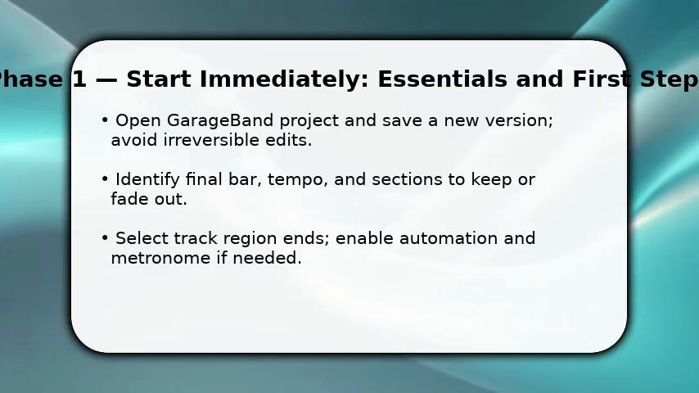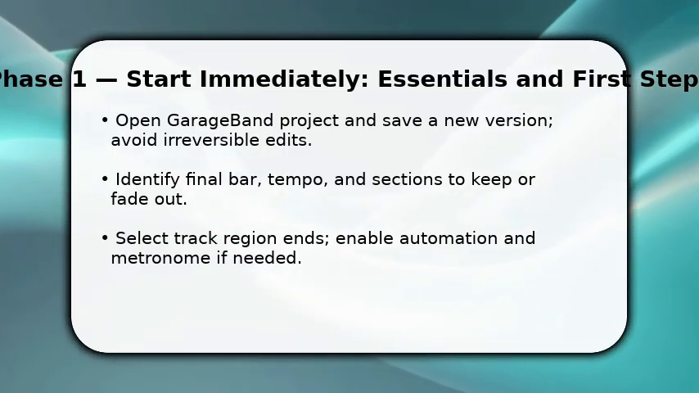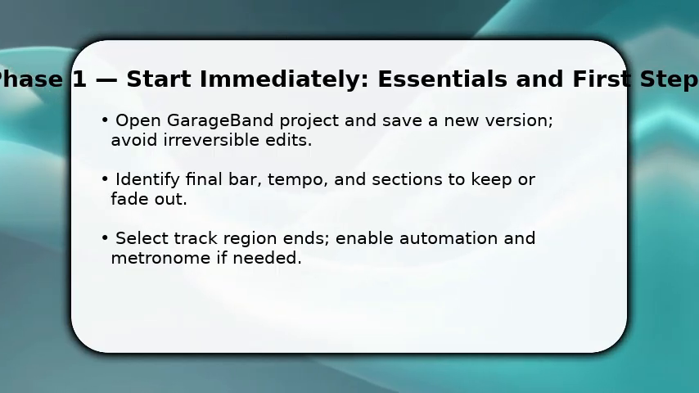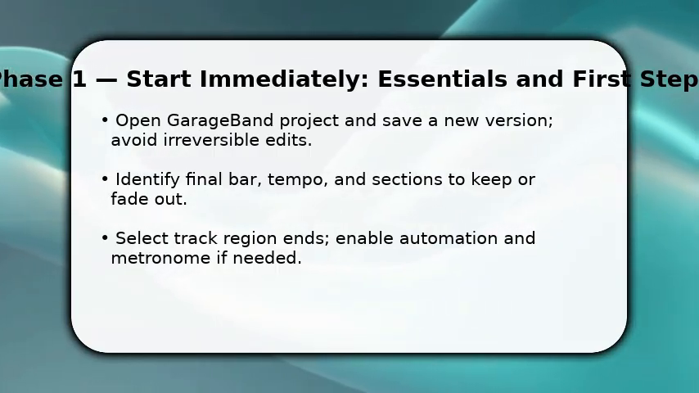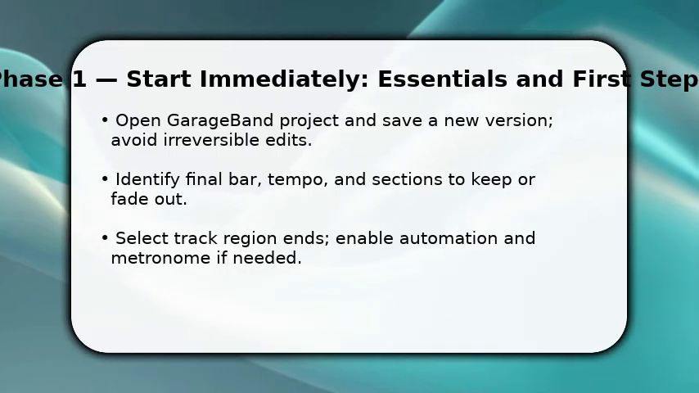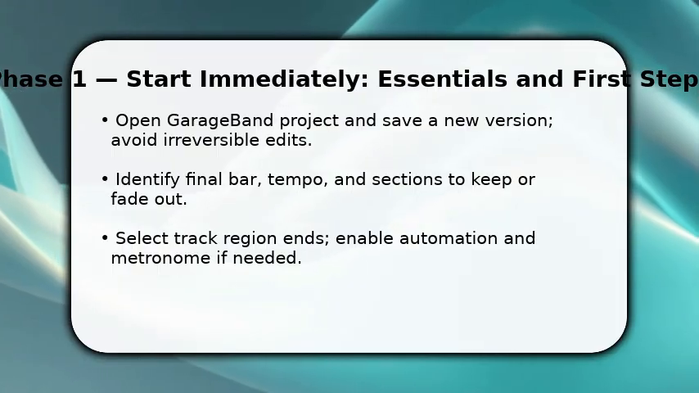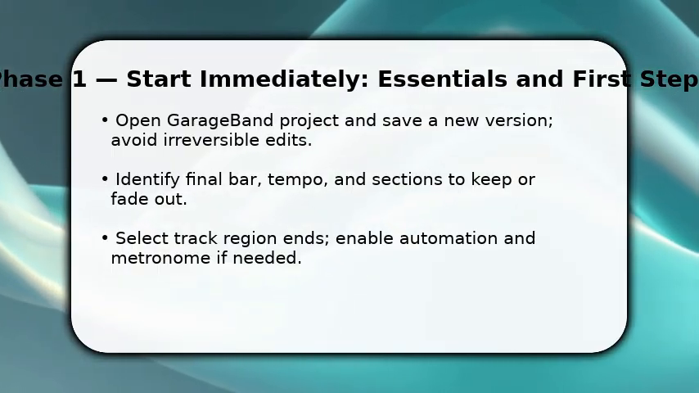You start by opening the project and saving a backup so you can experiment safely. Next, locate the exact bar where the song must end and set a timeline marker. This helps control everything. Once done, trim track regions to that marker and enable track automation. You will use it to shape volume and effects.